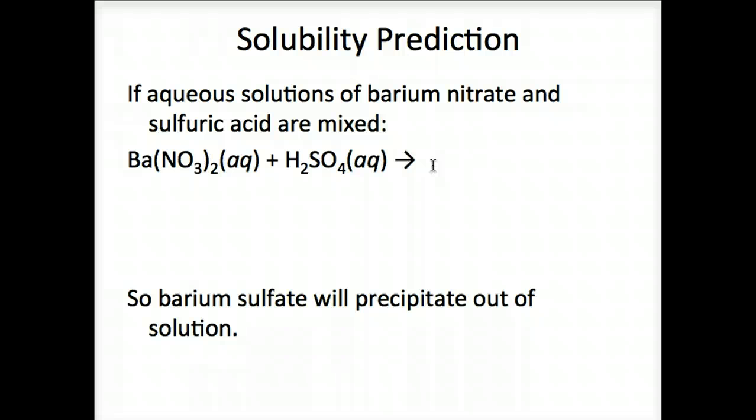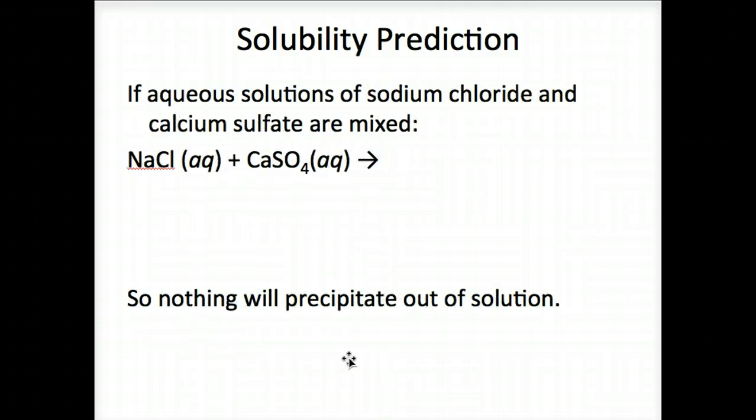Nitric acid, or HNO3, is soluble because it has the nitrate ion, NO3, and there are no exceptions. It is always soluble. So barium sulfate will precipitate out of the solution. Sometimes you'll see a downward arrow right after the compound as it's written. Let's look at some other examples. Here's another example of sodium chloride and calcium sulfate. Sodium chloride and calcium sulfate will form sodium sulfate, NaSO4, plus calcium chloride, CaCl2.